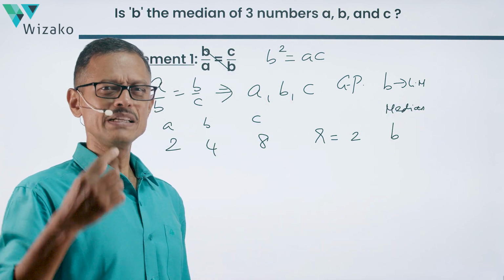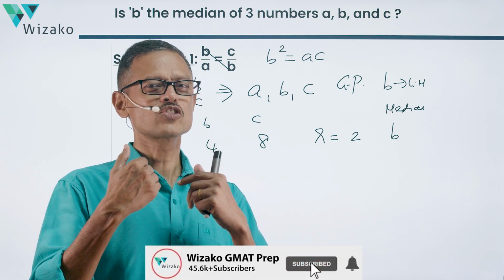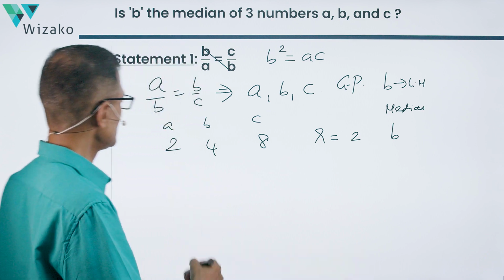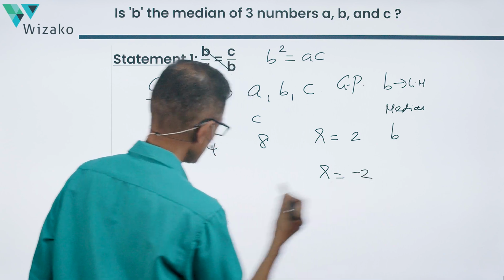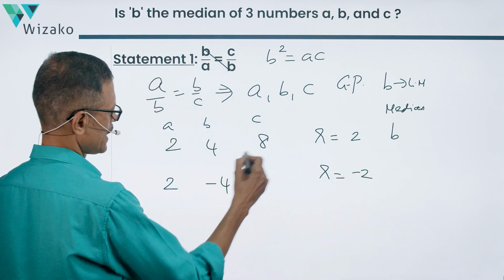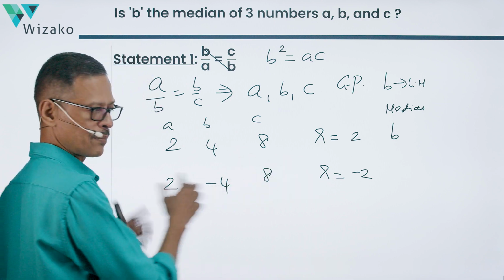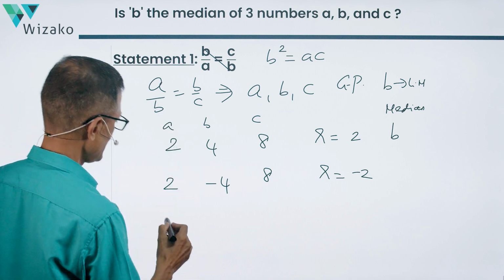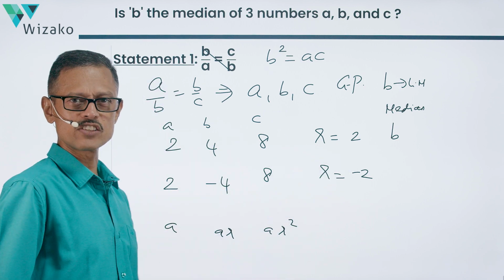Something tells me B need not always be the median. If we just tweak the common ratio a little bit, let's see what happens if the common ratio is -2. I'm essentially looking for a counterexample. Let's start with the 2. The common ratio is equal to -2 for us. This will make B to be -4 and C to be 8. Now, is this in a geometric progression? Certainly yes. A, AR, AR square, where the common ratio is -2 in our case.